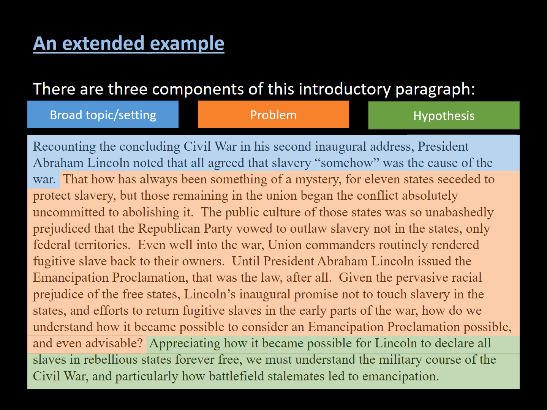You can start to see how challenging it is to put a good introduction together. And the other thing I want you to note is how much of this is about simply asking the question. All of that orange is necessary to set up the problem for this paper.